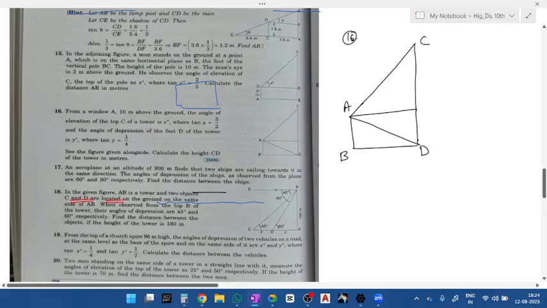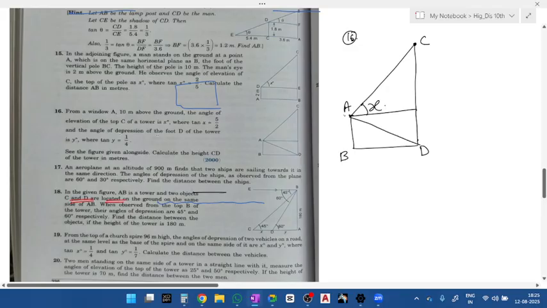Okay. Look at the 16th one, students. From a window A, from position A, above the ground, the angle of elevation of the top C of a tower is x. If the top C of the tower is at angle x, from point A you have to view point C. Then which is angle x here? Which one will be the angle of elevation? If you are standing at A, the angle of elevation is x, right? Next, tan x value is given.